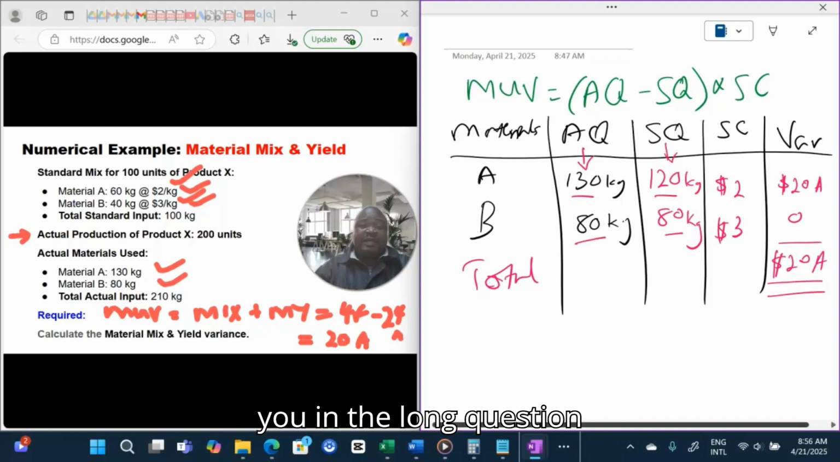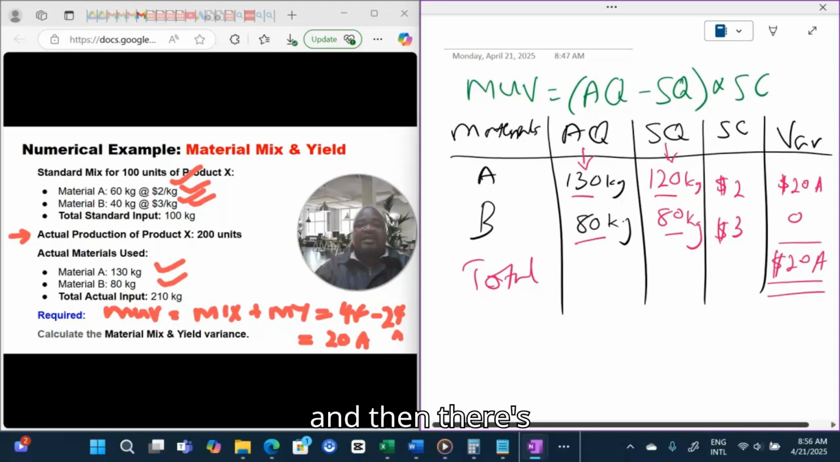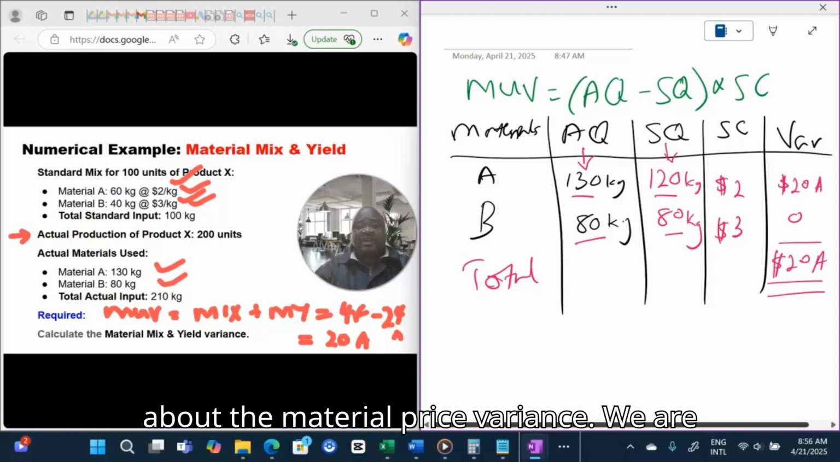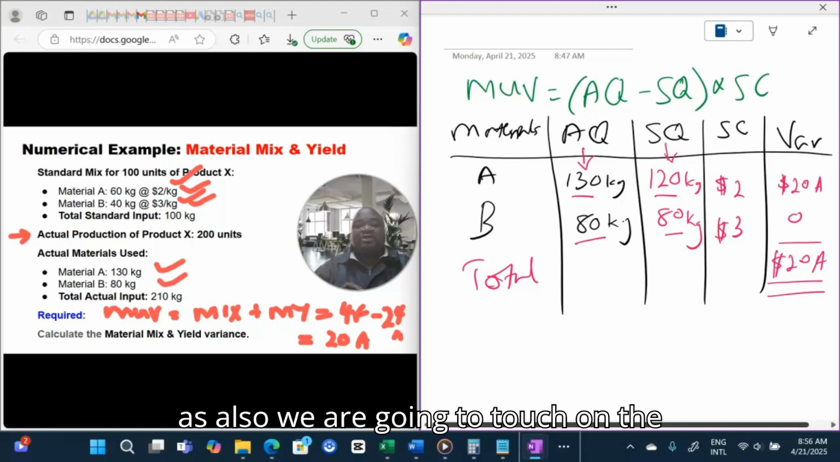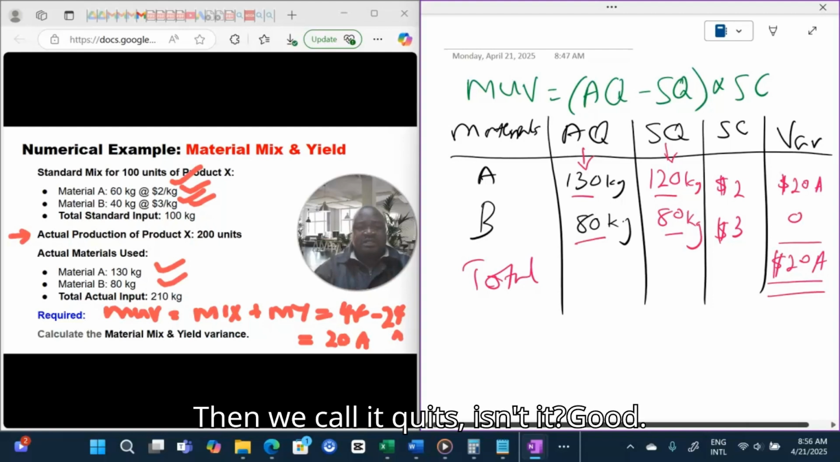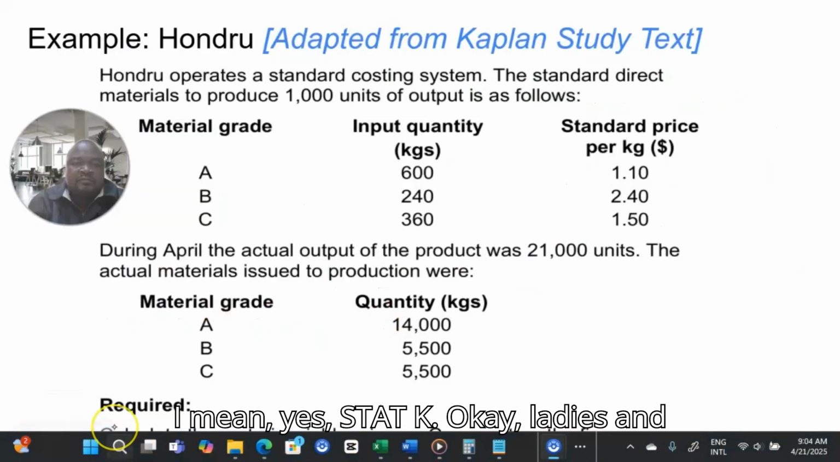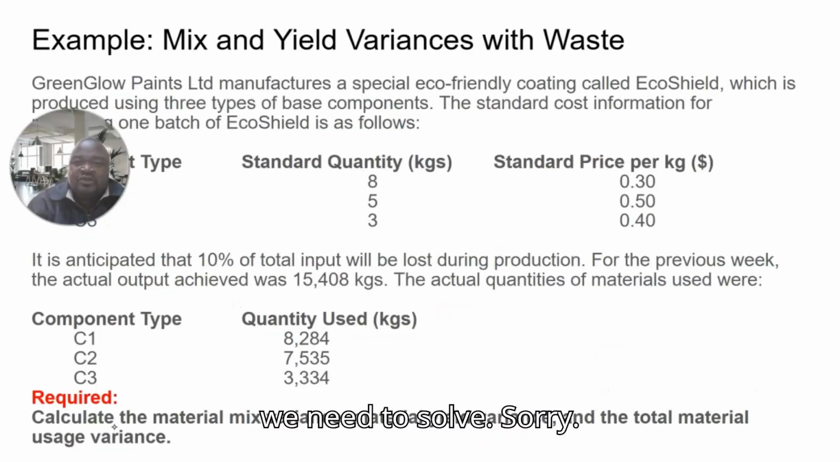Then I expect to meet you in the long question, which I'm going to use to attack these variances as well as the sales variances, and there's another material variance we did not talk about, the material price variance. We are going to deal with that one again. Then we are also going to touch on the planning and operational variances. Then we call it quits. Good. So let's move straight to the example from the Kaplan study kit.